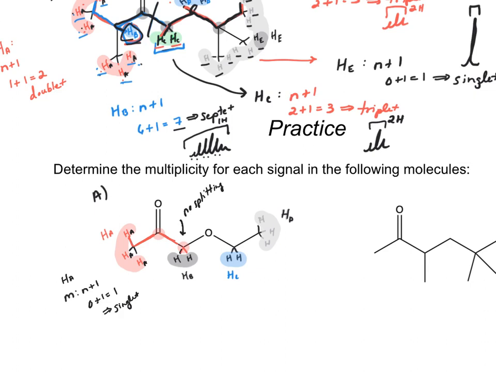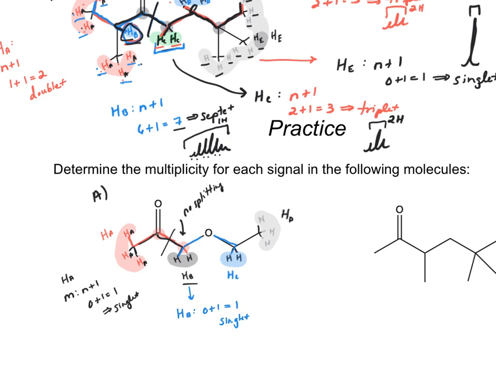Okay, so next we move on to HB. HB we know is not going to be coupled by HA because we've already counted 1 to 2 to 3 to 4. So we're not going to get any splitting on this side. If we go the other way, we go 1 to 2 to 3 to 4. We're also not going to see splitting. So here for HB, we have n+1, so 0 plus 1. We're also going to get a singlet.